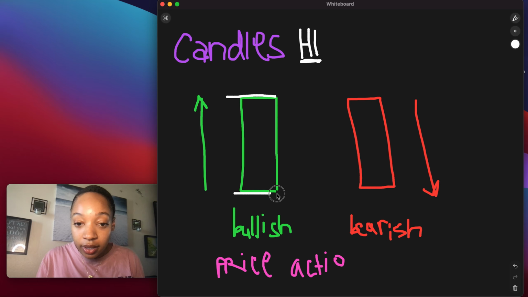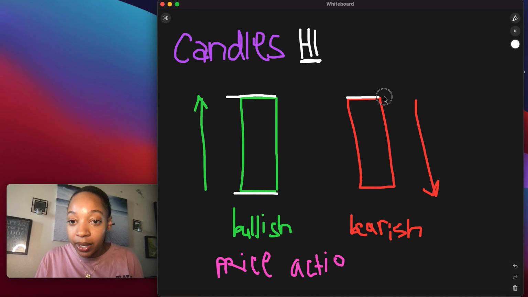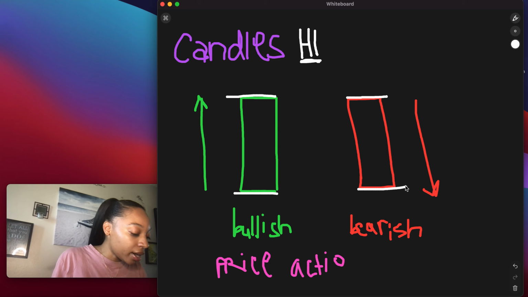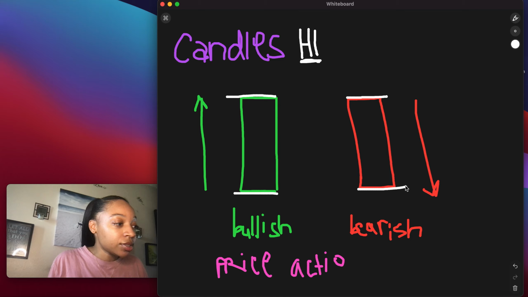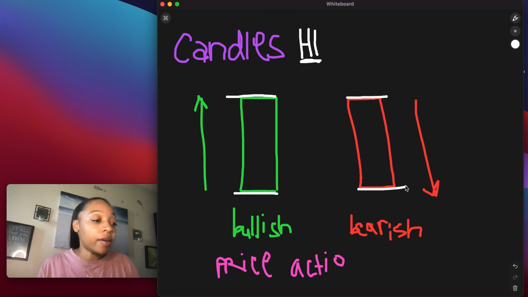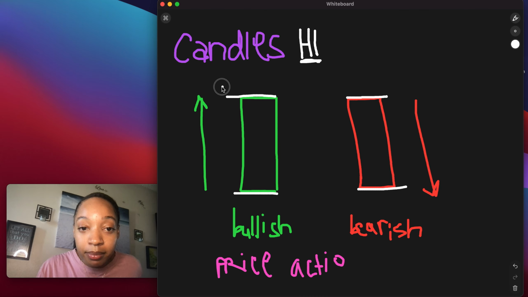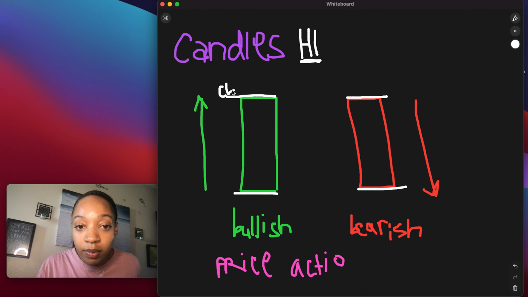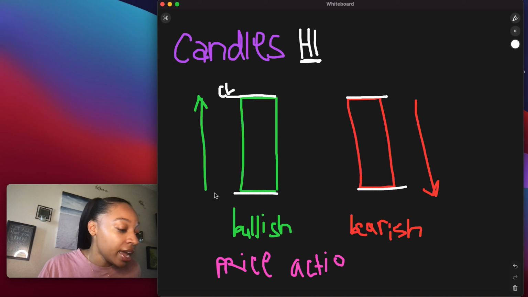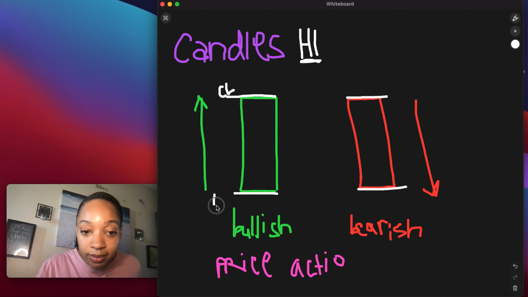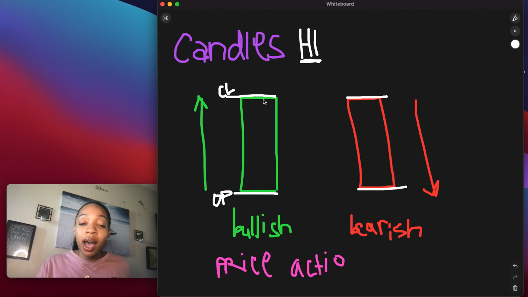I'm going to mark this up so we can just label it, okay? I'm just double checking my notes so I don't get this wrong. All right, so in a bullish candle, the closing price will be at the top. So closing, we're just going to put CL for closing, and then this is the opening price. So that's what the top and the bottom are meant to represent.